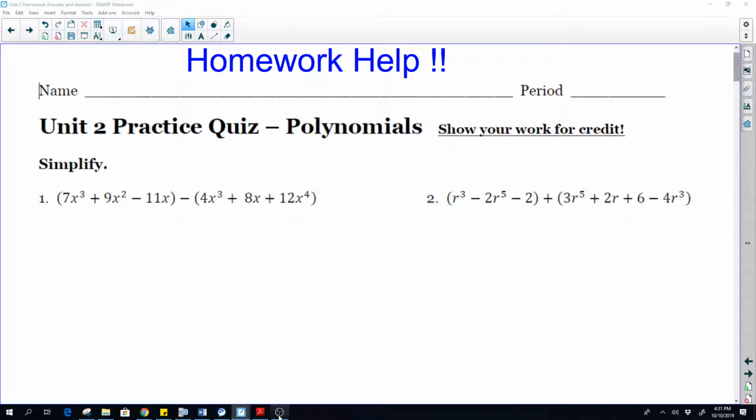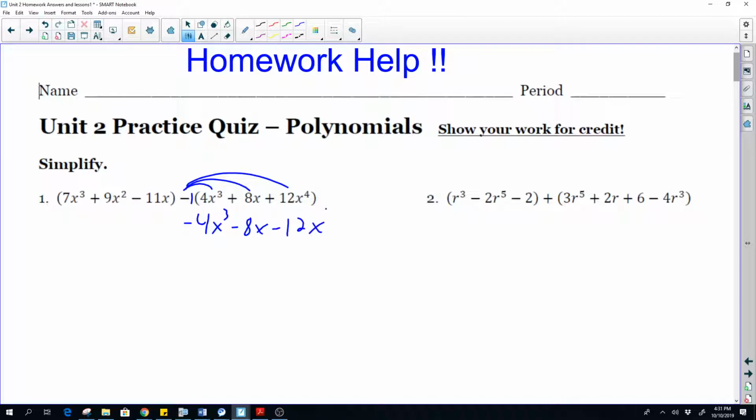So let me double check the voice is working. It's working. Okay, so here's number 1, subtraction. The easiest way is that's actually a -1 right there. And so a negative is technically a -1 that we could distribute to make it easier. So we distribute that through, and we get a -4x cubed, a -8x, and a -12x to the 4th power. Why did we do that? So that we could scribble it out, and now that becomes a plus. So now we can just combine like terms, which is awesome.